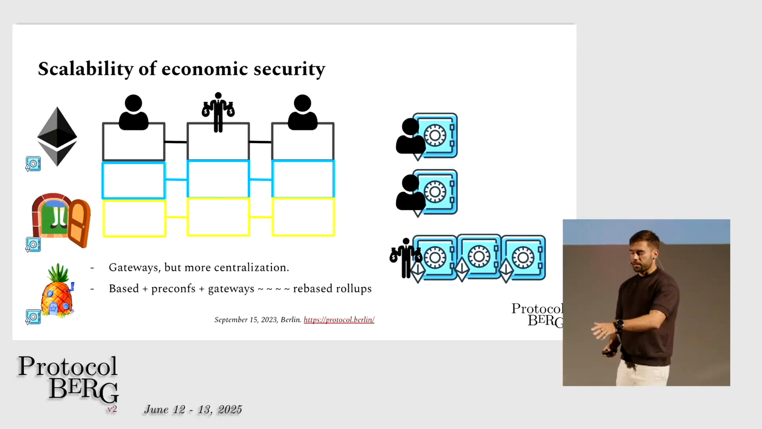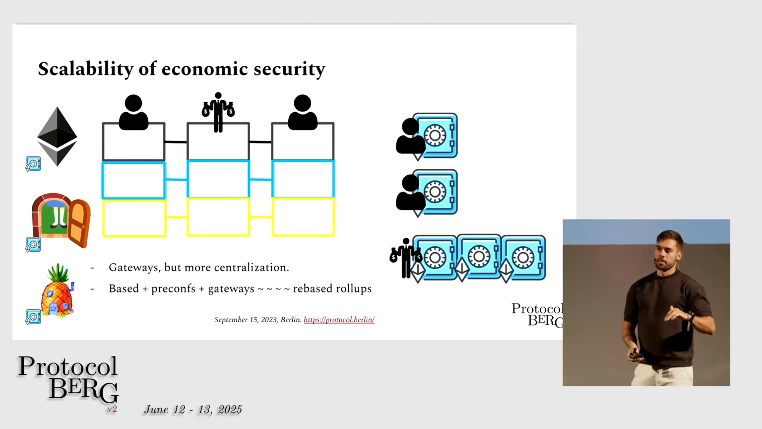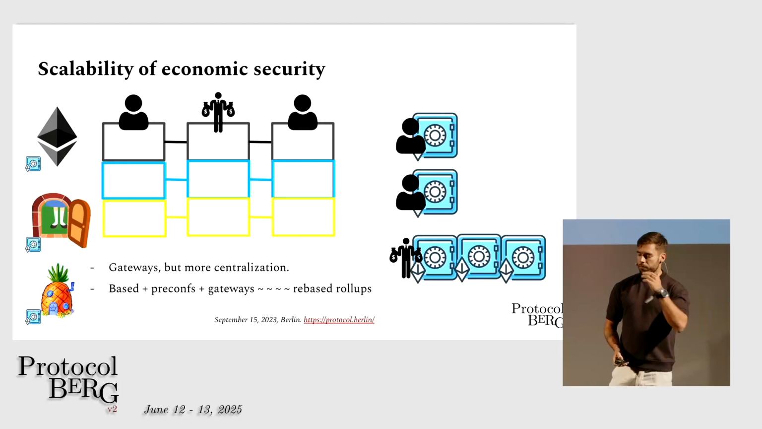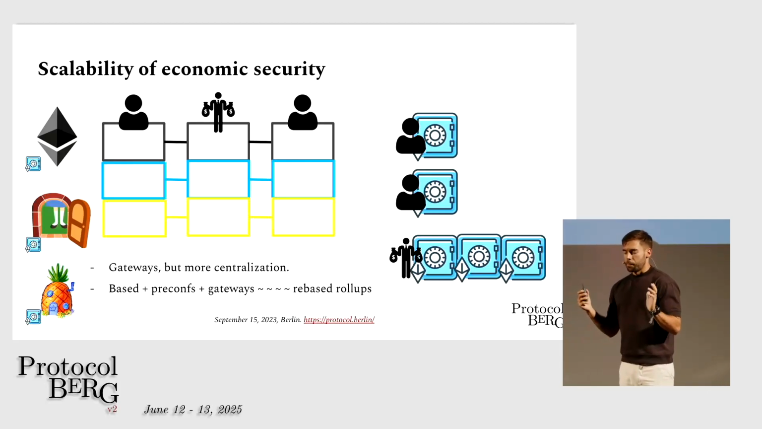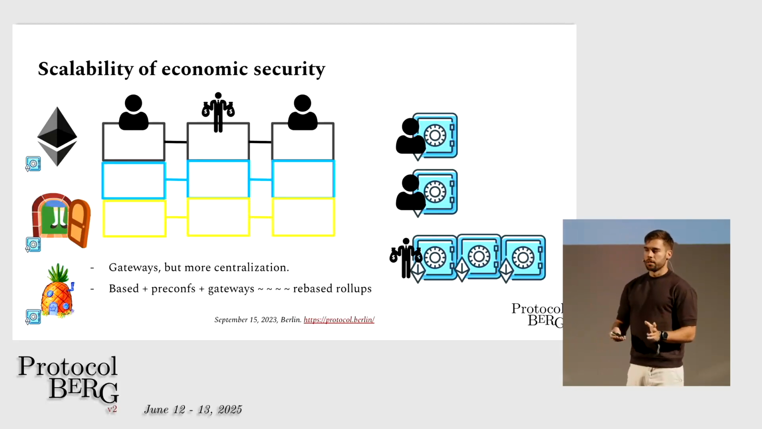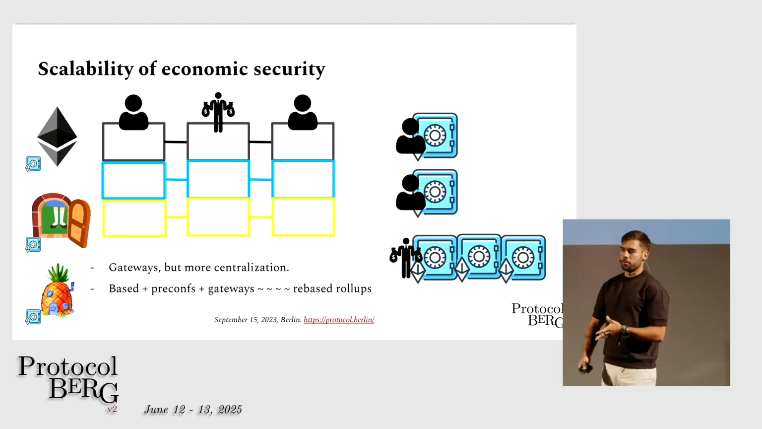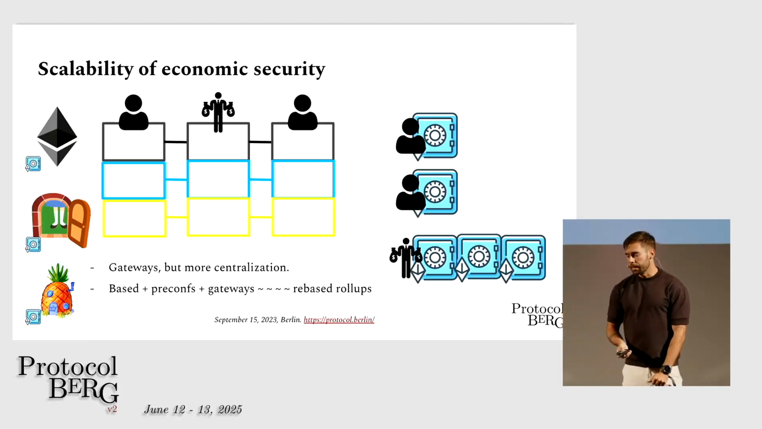There's something called gateways that tries to solve this problem for L1, which is basically that proposers can sell block space to others to actually propose. So it basically brings more centralization to L1 proposing dynamics.